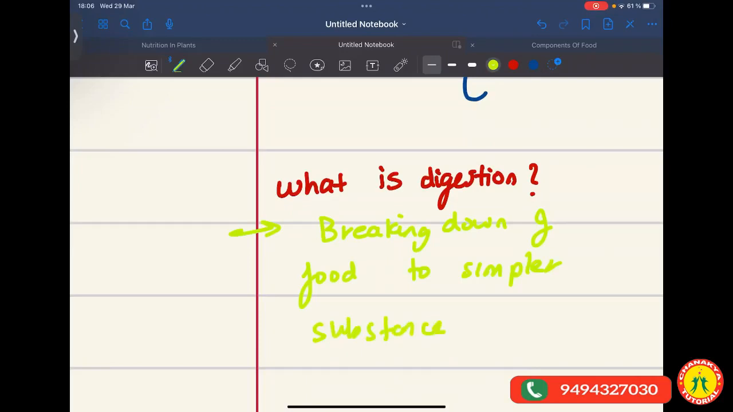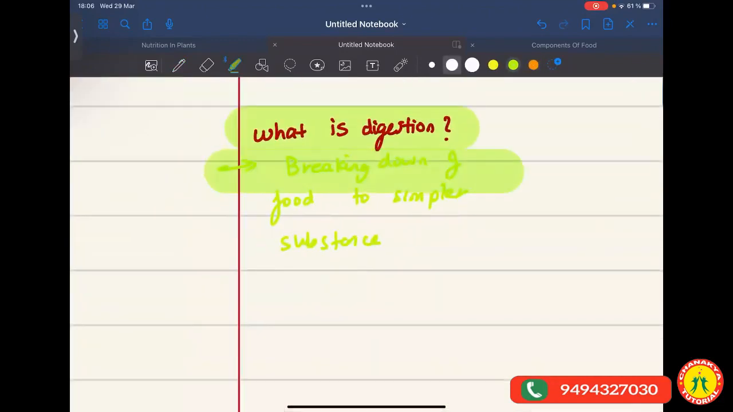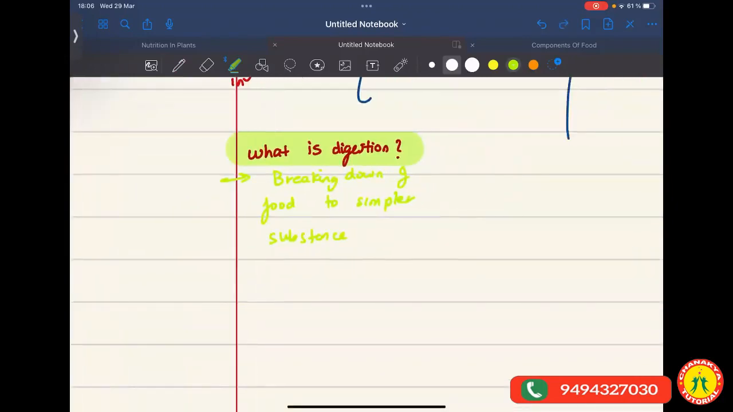But this is just one line. I want you all to gather more information. So this will be homework for you.